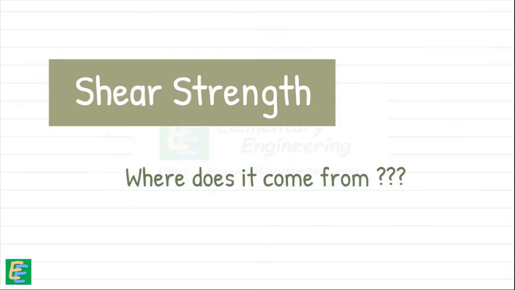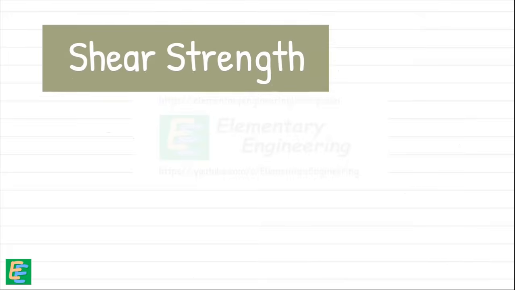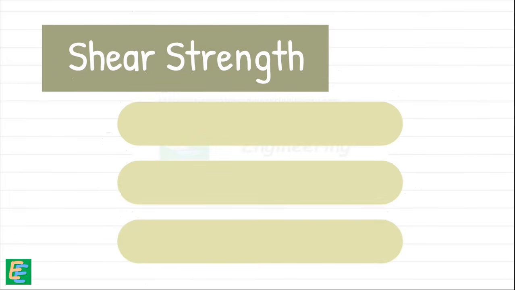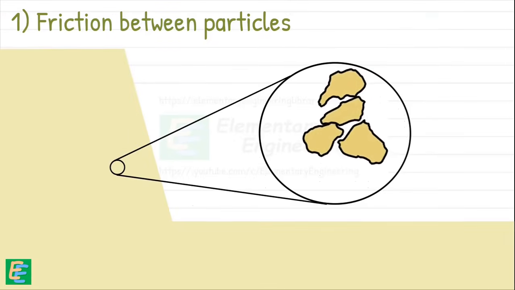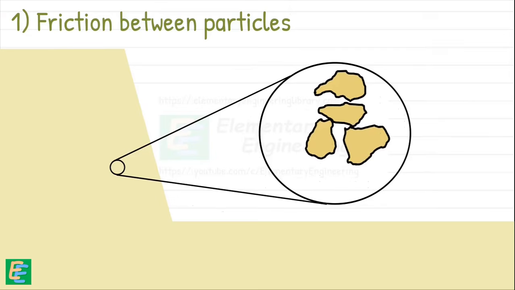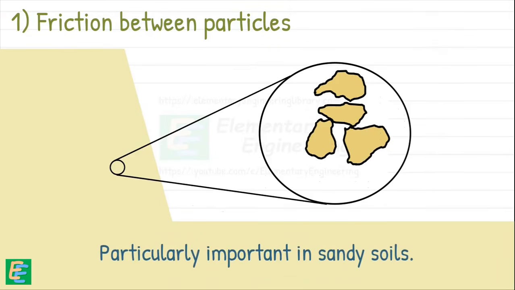But where does this shear strength in soil come from? Soil's shear strength comes from three main sources. First is friction between particles. Soil particles rub against each other, creating a resistance to sliding. This is particularly important in sandy soils where densely packed particles interlock and increase friction.